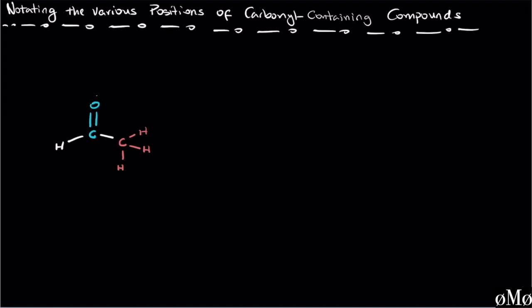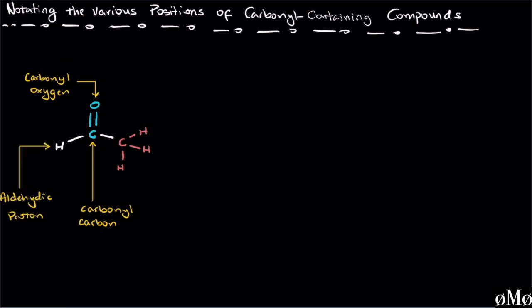So the first thing we're going to look at is just how we notate the various positions of carbonyl containing compounds. For example, take this particular aldehyde. This is your acetaldehyde. Let's try to label all the different positions around this acetaldehyde. The most obvious position is the one where we have the carbonyl group. We call the carbon on that C=O double bond the carbonyl carbon, and the oxygen the carbonyl oxygen.